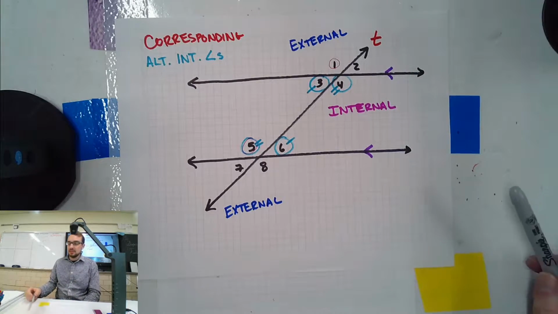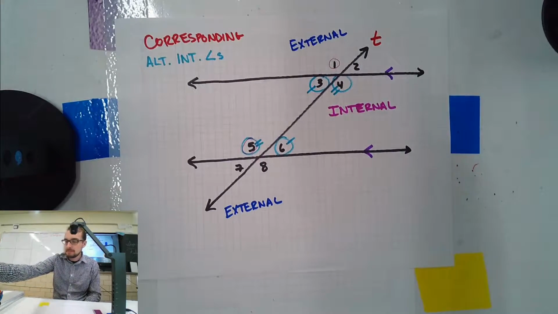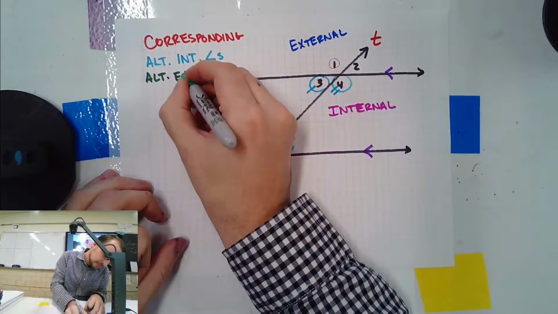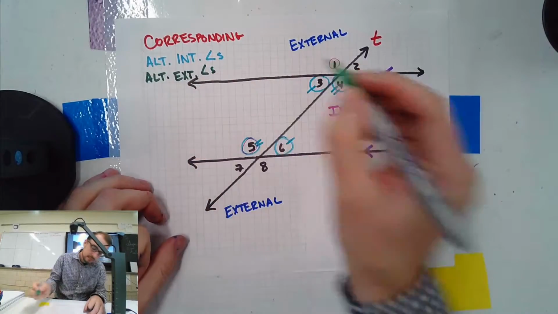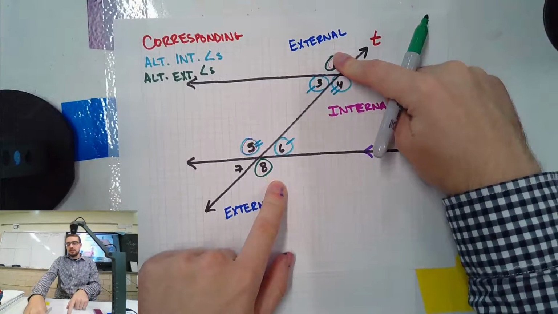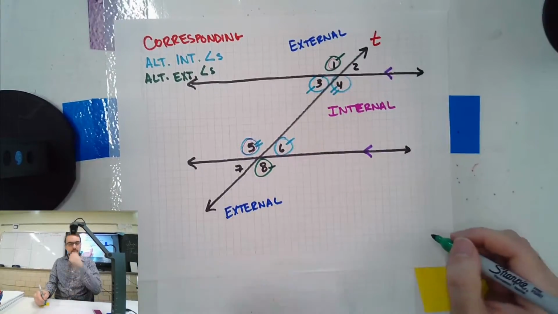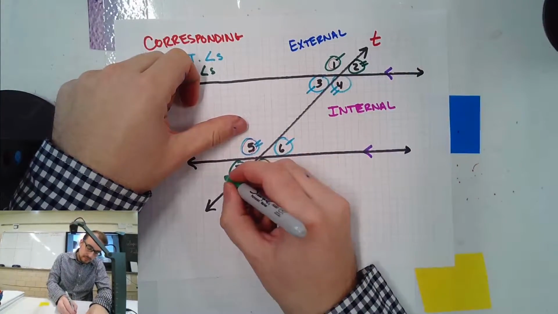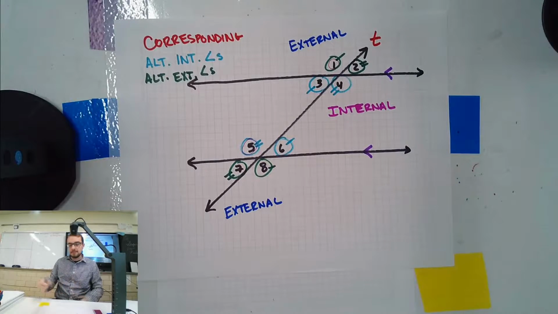We also have alternate exterior angles. Examples of those would be like 1 and 8, alternate sides of the transversal, external. 2 and 7, alternate sides of the transversal, external to the parallels. So we talked about alternate interior, alternate exterior.